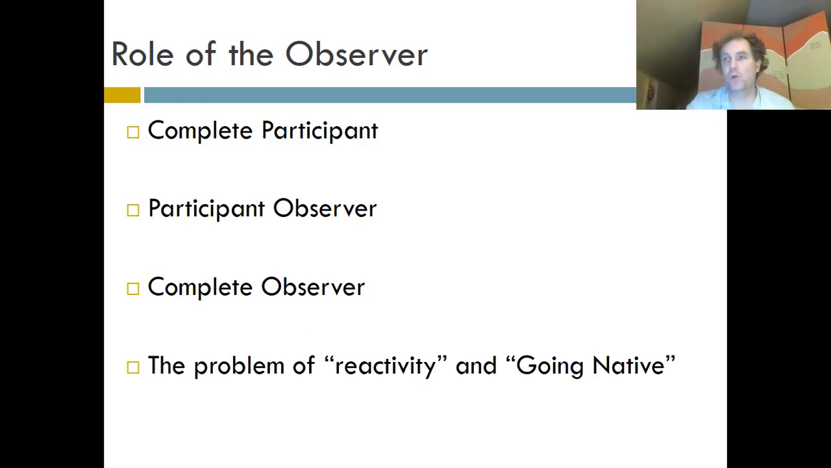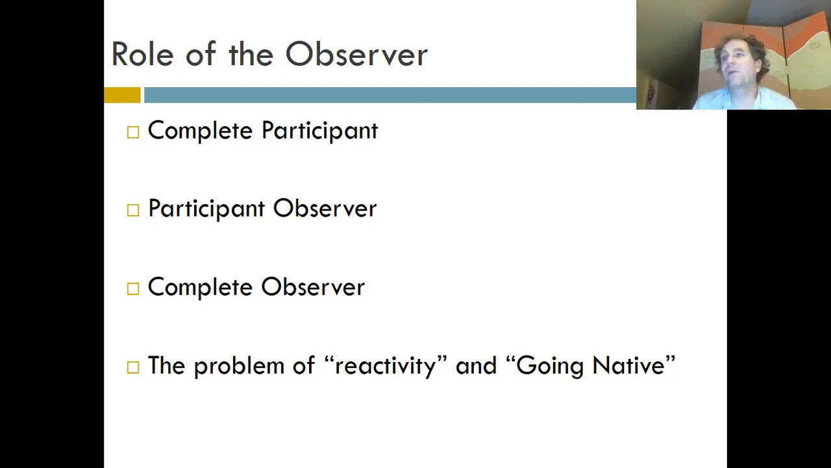Now let me talk about two problems with doing an ethnography. First is the problem of reactivity, and then second is an old-fashioned word that's kind of out of date now, called going native. Okay, so let's talk about the first one first.